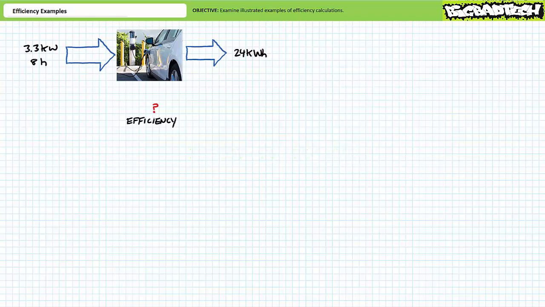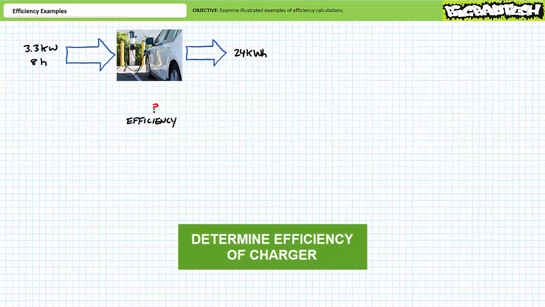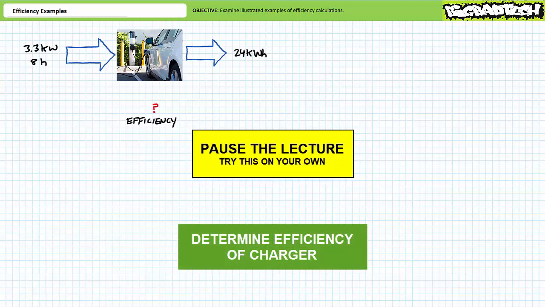Consider a 3.3 kilowatt car charger that takes 8 hours to fully charge a 24 kilowatt hour battery bank for an electric car. See if you can determine the efficiency of the charge process. By all means, pause the lecture and try this on your own. If you're tracking, you should have obtained the following results.